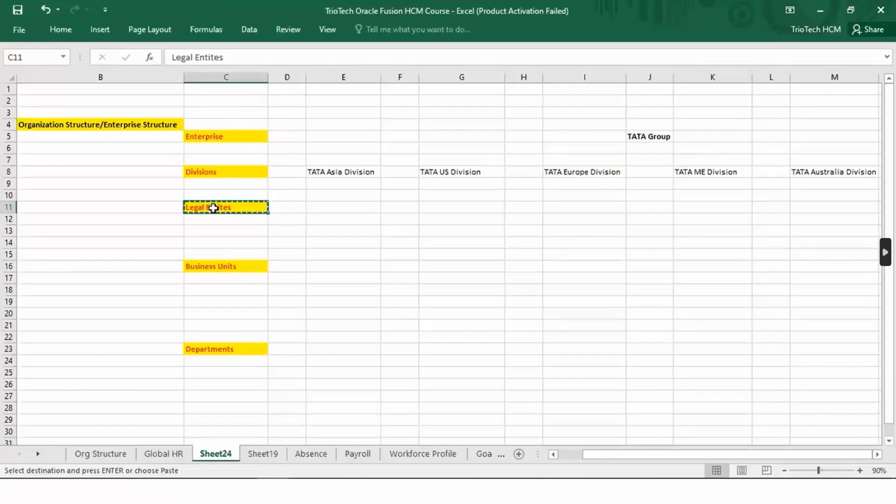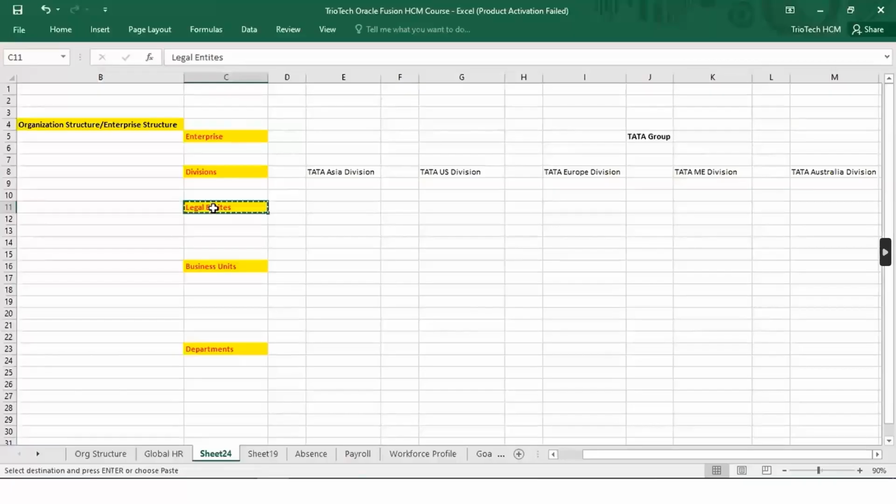Then the government will allocate some TIN number, tax identification number. Then GST, okay. Then PAN number. Like that, several legal compliances a company will be following, team. That is why Oracle is giving the name legal entity, team.